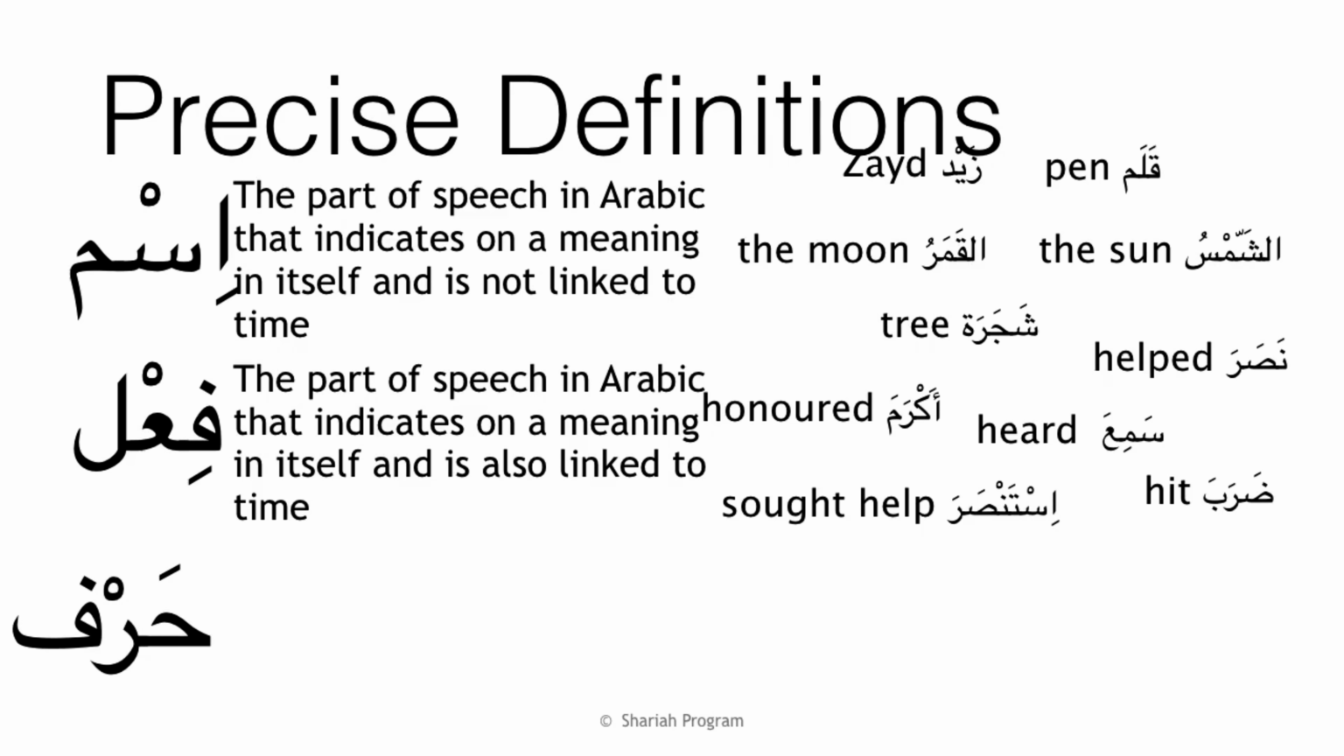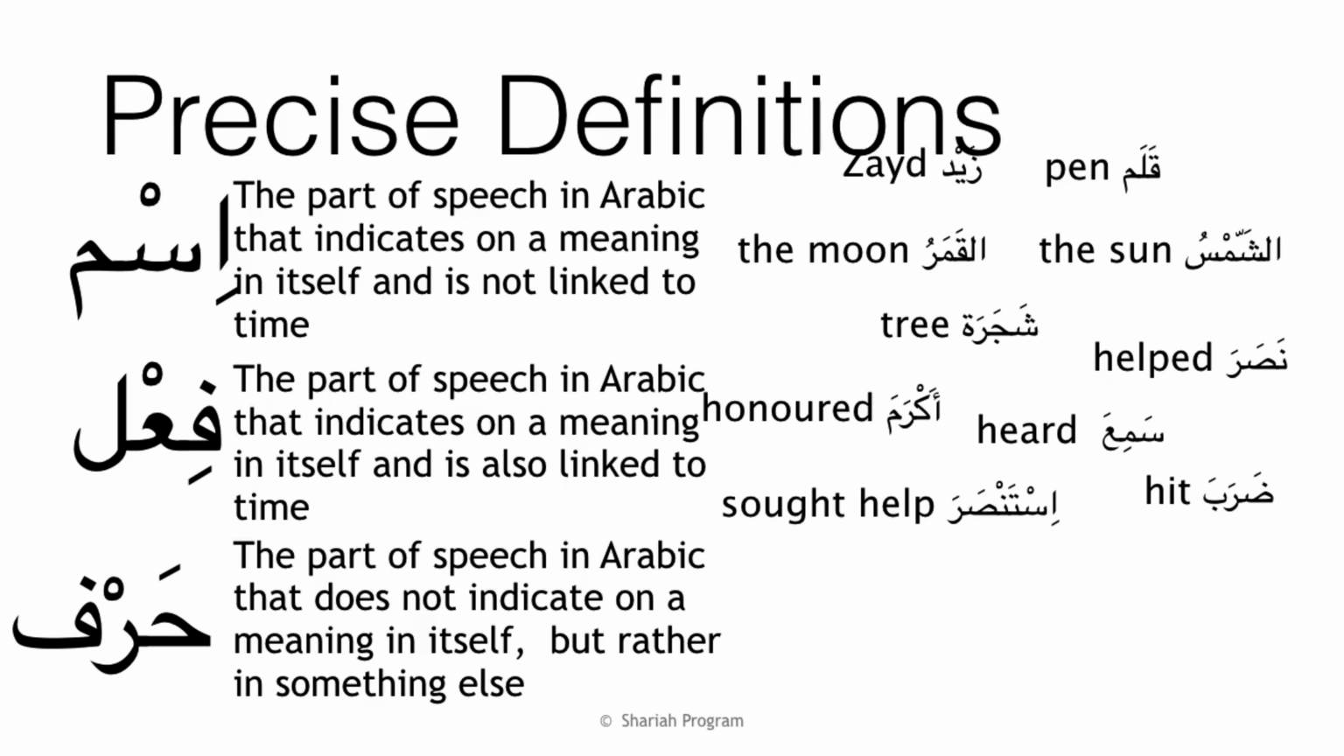Okay, our third part of speech is harf, and this is the part of speech in Arabic that does not indicate a meaning in itself, but rather in something else. And the examples here are min, fi, wa, aw. Min means from, fi means in, wa means and, and aw means or. And that's it. That's the development of the parts of speech.